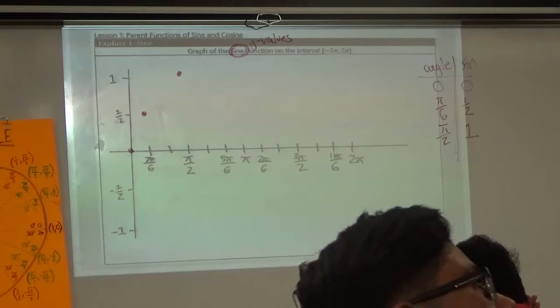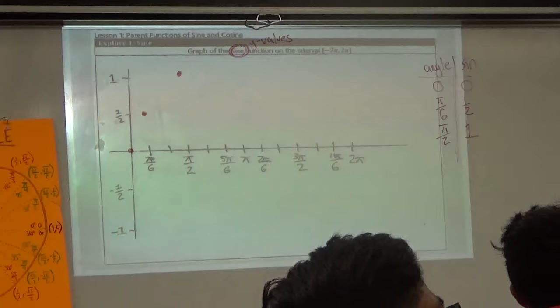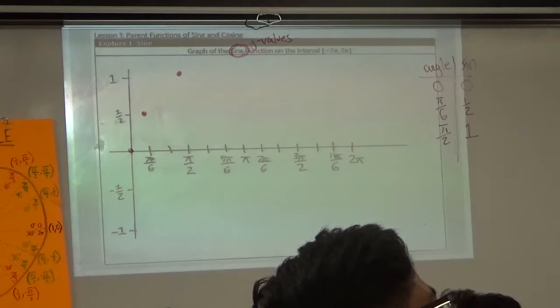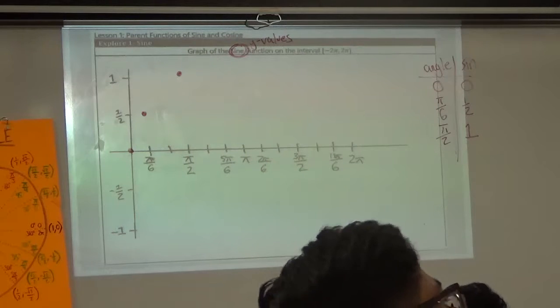Tomorrow we're going to get more into the periods. Today is more about what the period is conceptually. Tomorrow we're going to say now we can just do 2 pi. So cool.